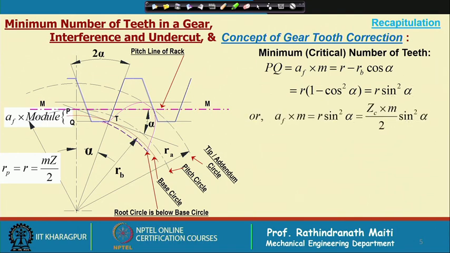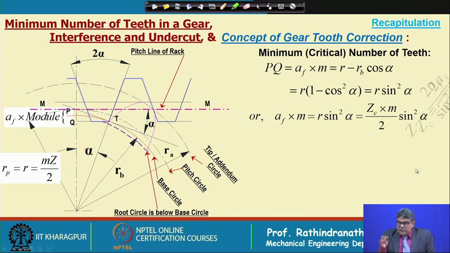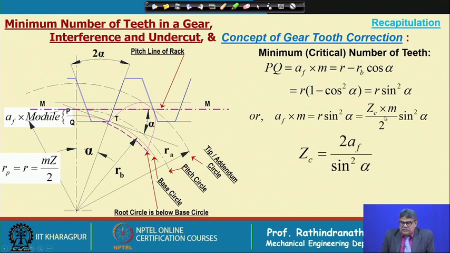Now, this gives us a condition that the addendum factor into module is equal to R sin square alpha. Now we consider that it is the minimum or critical number of teeth for which this tip of the basic rack is first mating at the base circle, at the intersection of the base circle and the involute and the tangent of the line of action, that means this point. Okay.